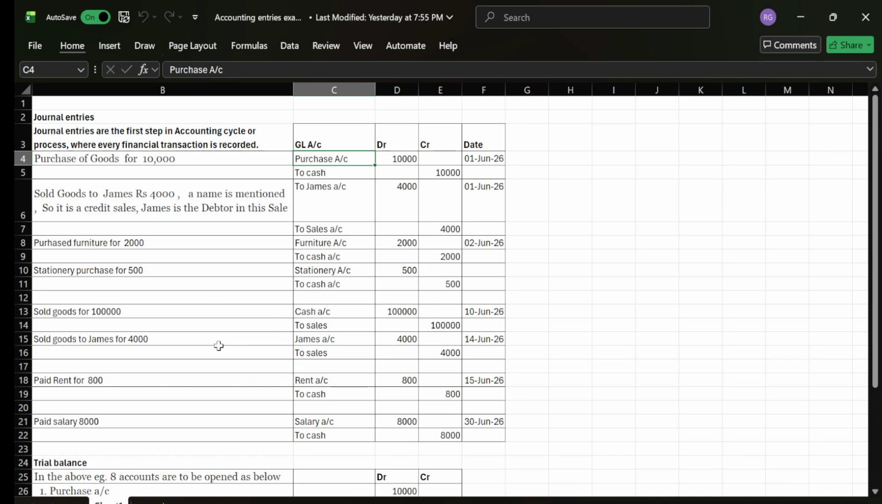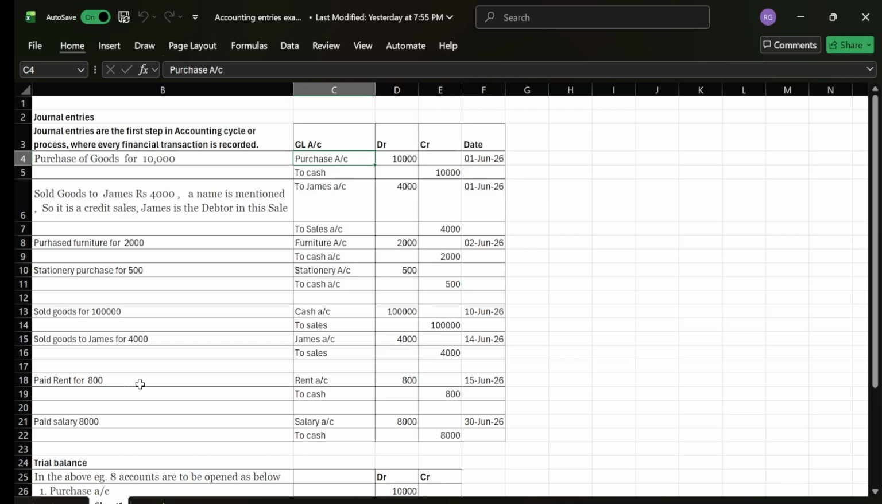So what is sales here? Sales is a revenue account. I'm selling goods for 100,000. Sales here is the revenue account. So when I want to increase the revenue, I have to credit it, so I credit the sales account. That's why I get these two journal postings, debit and credit. Okay. The next is sold goods to James for 4,000. Same scenario as above, so I'm not getting into the details. It's self-explanatory.